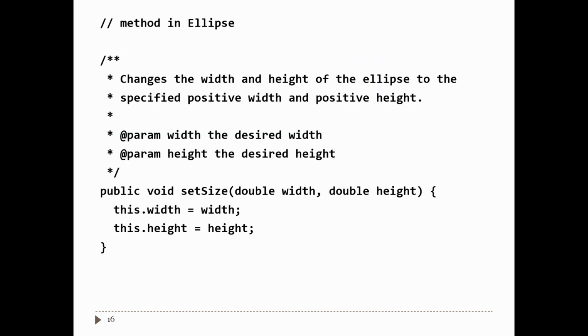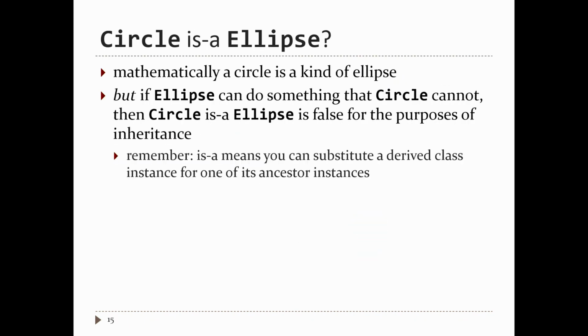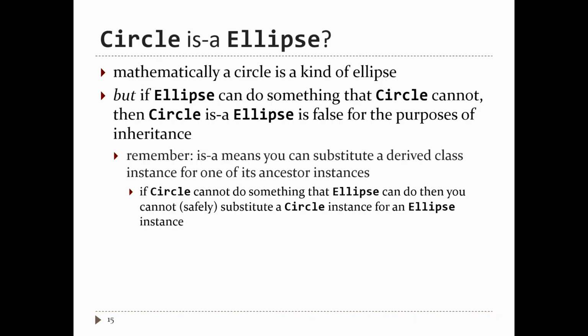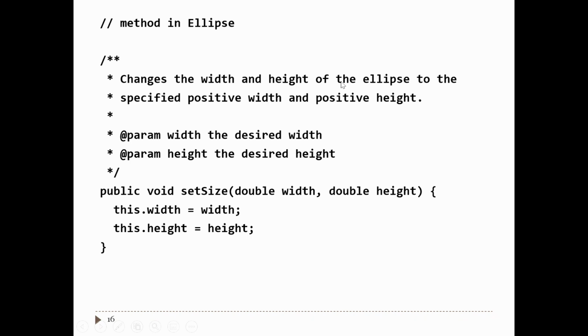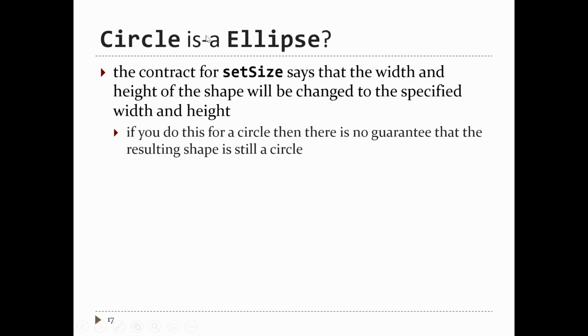Circle and Ellipse? Wait, do I have this relationship? Yes, it is Circle and Ellipse. So mathematically, a circle is an ellipse. But if Ellipse can do something that Circle can't, then you have a problem, because "a circle is an ellipse" is false for the purposes of inheritance. The contract for setSize in Ellipse says that the width and height of the shape will be changed to the specified width and height.